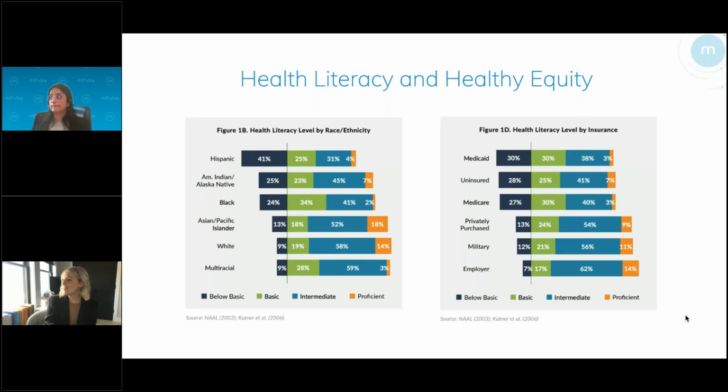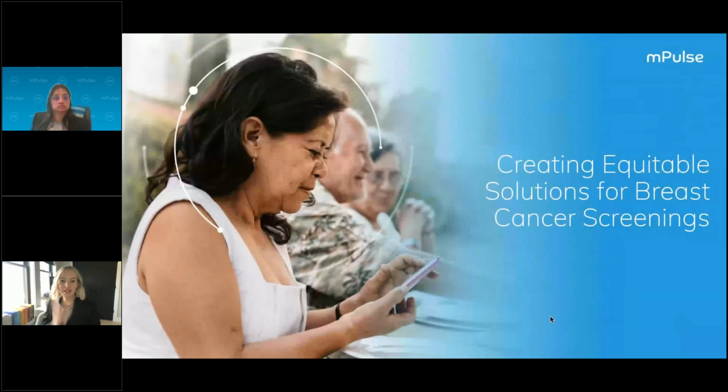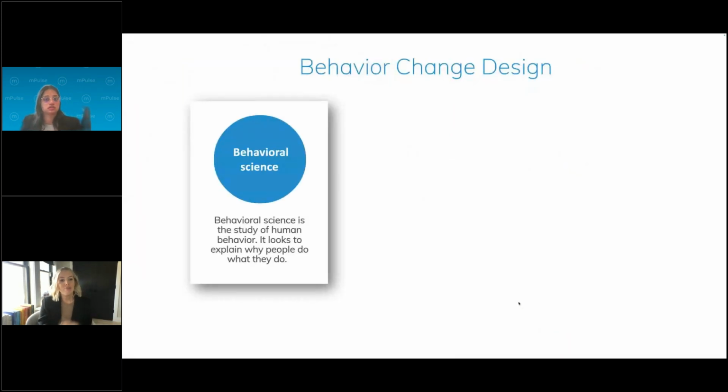So here we go. So before you can understand how mPulse designs solutions, it's important to define a few terms. So first, behavioral science. What is it? I talked a lot about it, it's my background. I'm a director of behavioral science, but what does that mean? So behavioral science is the study of human behavior. It looks to explain why people do what they do.